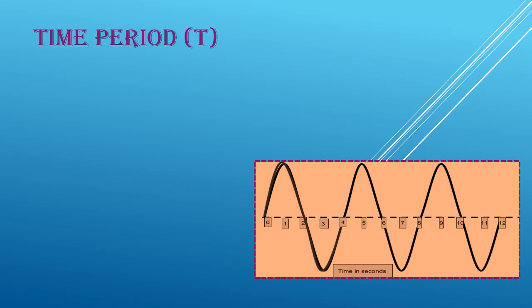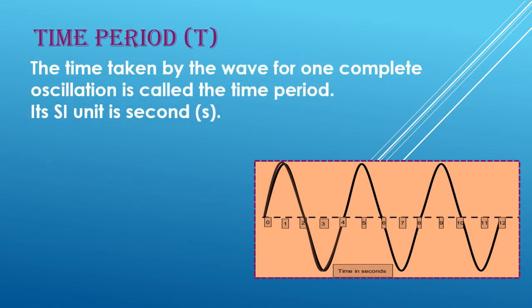Children, let us understand the second property, time period, noted by the capital letter T. You are familiar with this property since you have studied it in last class. The time taken by the wave for one complete oscillation is called the time period, or the time taken to produce one oscillation is called the time period. The SI unit of time period is seconds. Time period is calculated using the equation: time divided by number of oscillations.